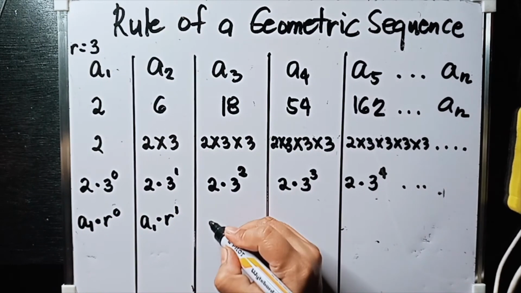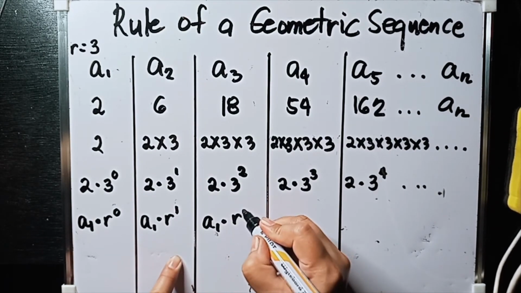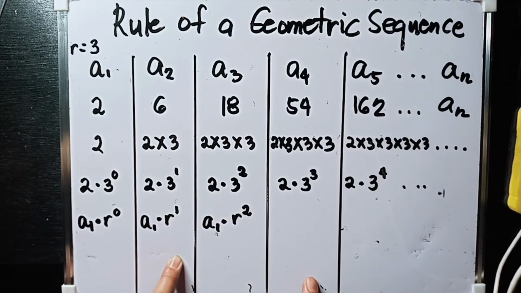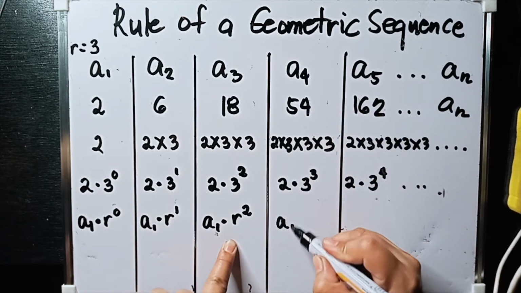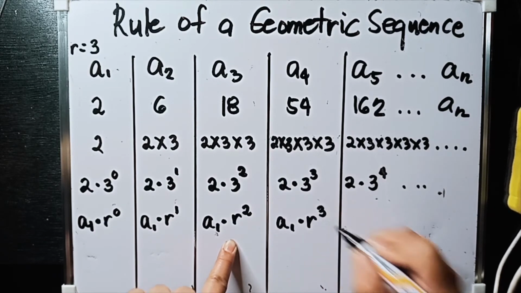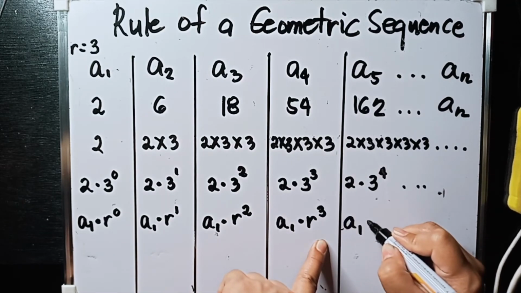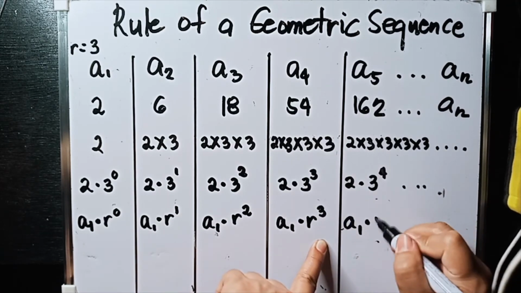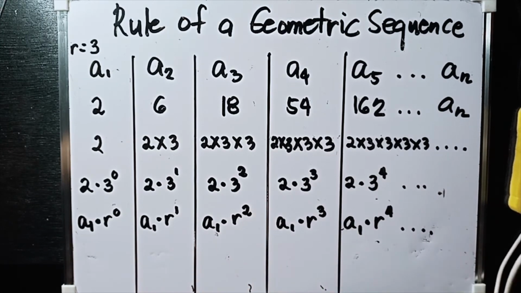For the third term, we have the first term times the common ratio raised to the second power. For the fourth term, we have first term times the common ratio raised to the third power. And for this one, we have first term times the common ratio raised to the fourth power. So, this is actually the rule of a geometric sequence.